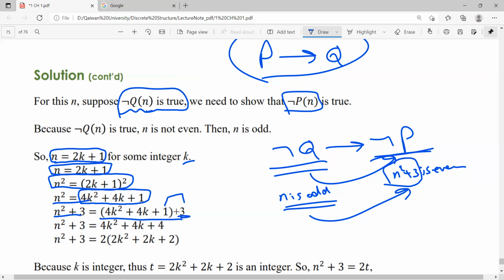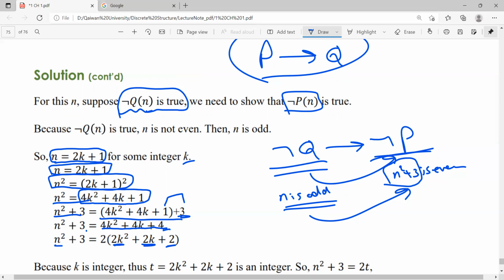Here we have 1 plus 3 is 4. Okay? 1 plus 3 is 4. That means n squared plus 3 equals 4k squared plus 4k plus 4. And here we can take 2 as the common factor between these 3 terms. All of them could be divided by 2. And here we get 2 times (2k squared plus 2k plus 2). If we took 2 as the common factor, we get 2k squared plus 2k plus 2.